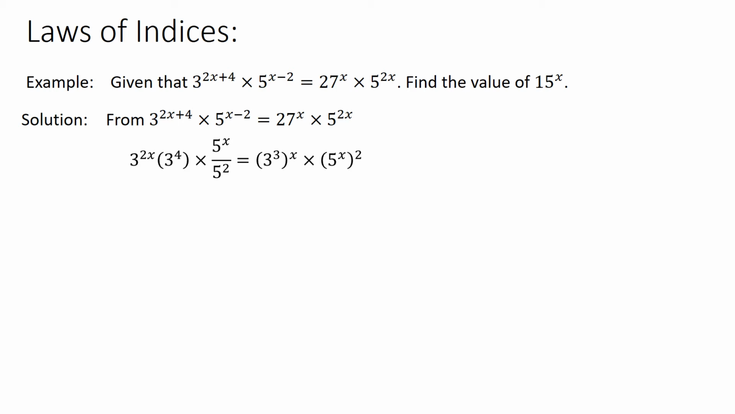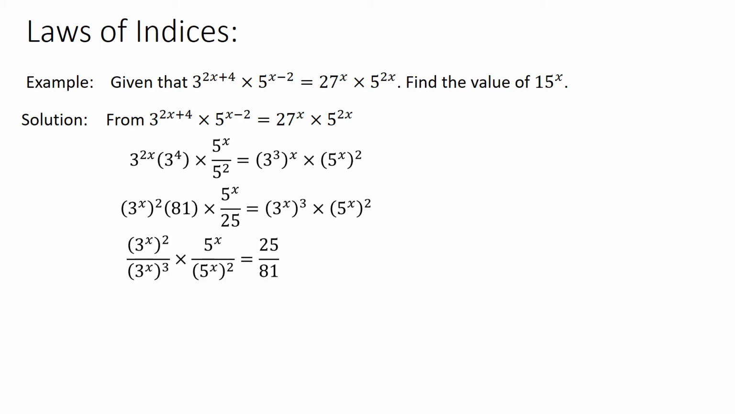For 27, we can change it to 3 cubed. For 5 to the power 2x, we can change it to 5 to the power x, bracket, square. Next, we can change the 3 to the power 2x becomes 3 to the power x, square. For 3 to the power 4, the answer is 81. For 5 square, it is 25. For 3 cube to the power x, we can change it to 3 to the power x, cube.